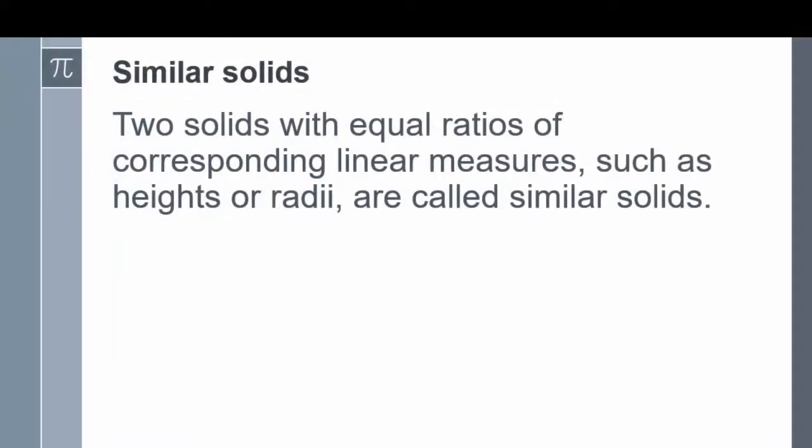What are similar solids? Two solids with equal ratios of corresponding linear measures such as heights or radii are called similar solids. So basically we can say two solids are similar if the ratios of their heights or their radii are the same.